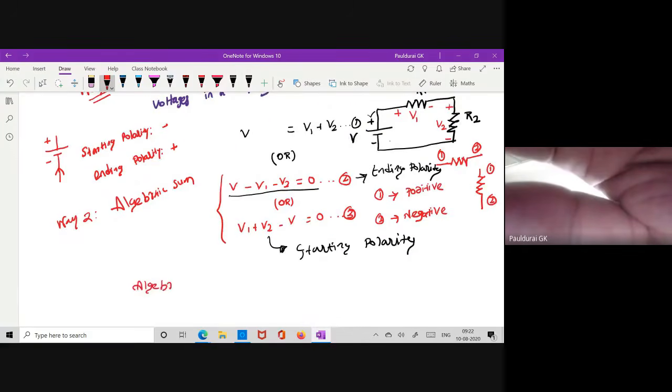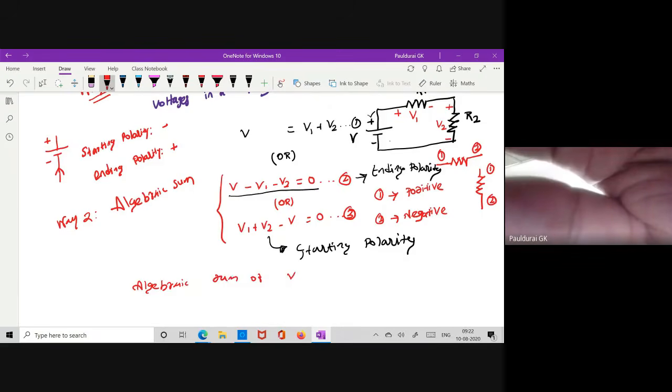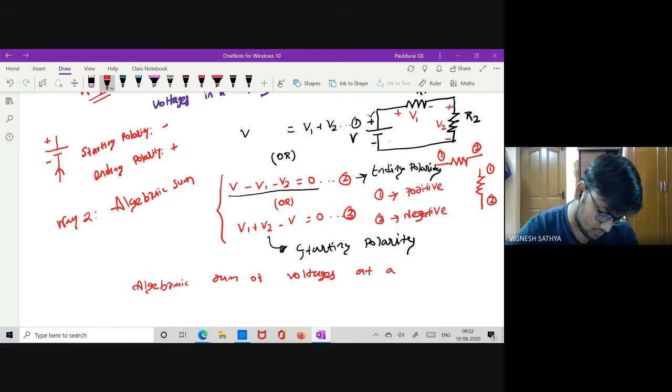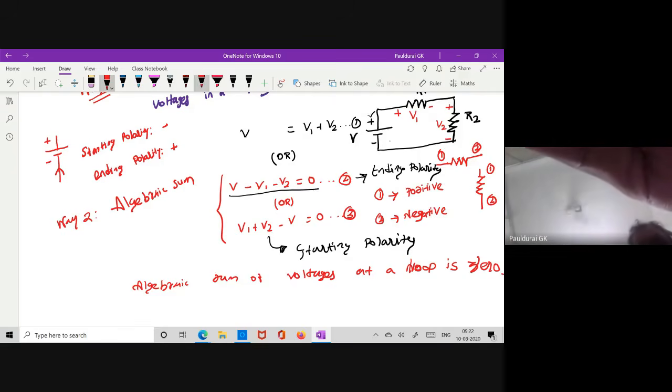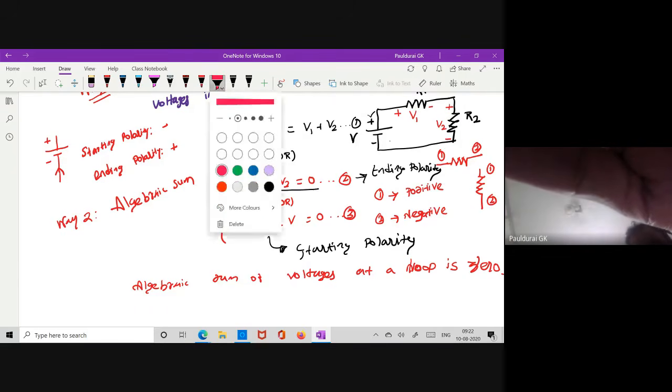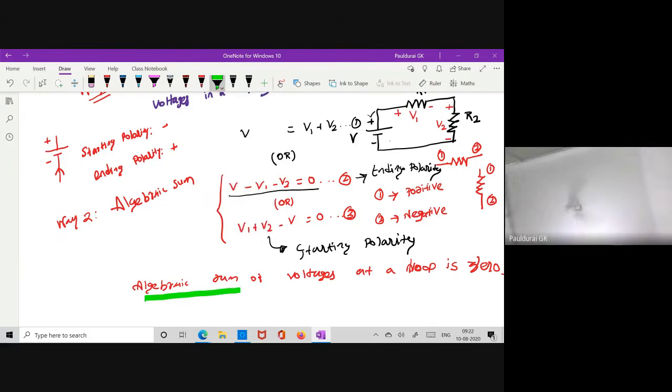Algebraic sum of voltages at a loop is 0. So this is way 2. So here you know what is meant by algebraic sum, right? So what is the algebraic sum in KCL? Anyone?